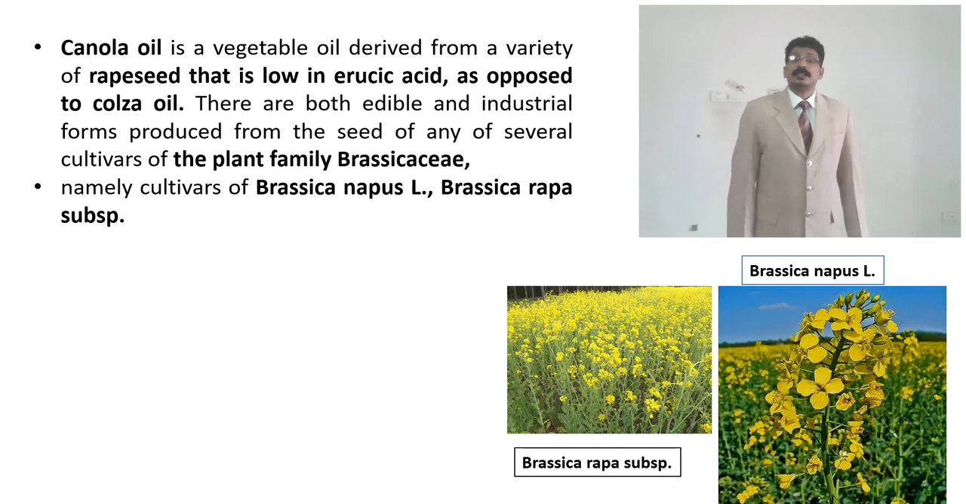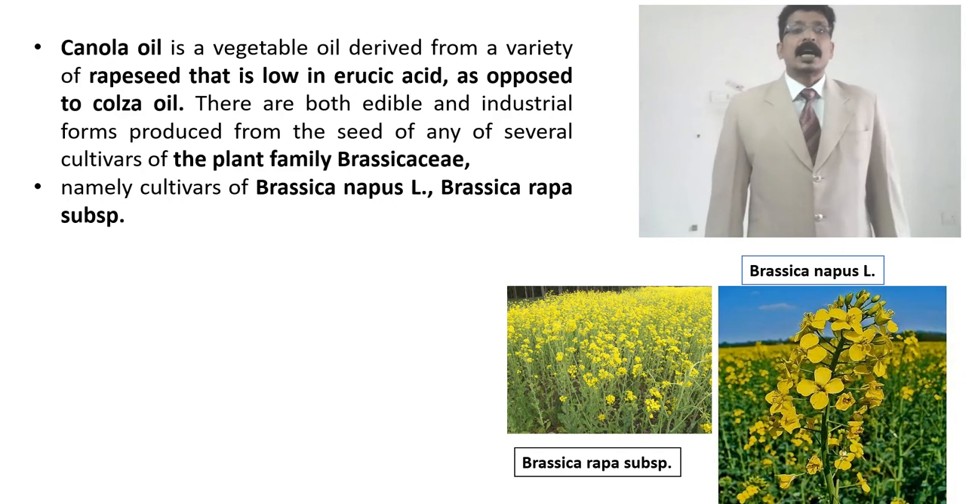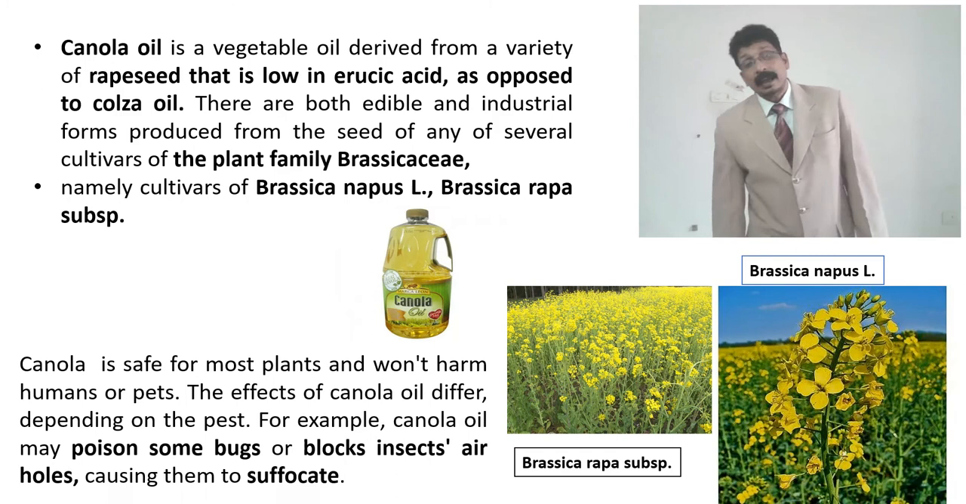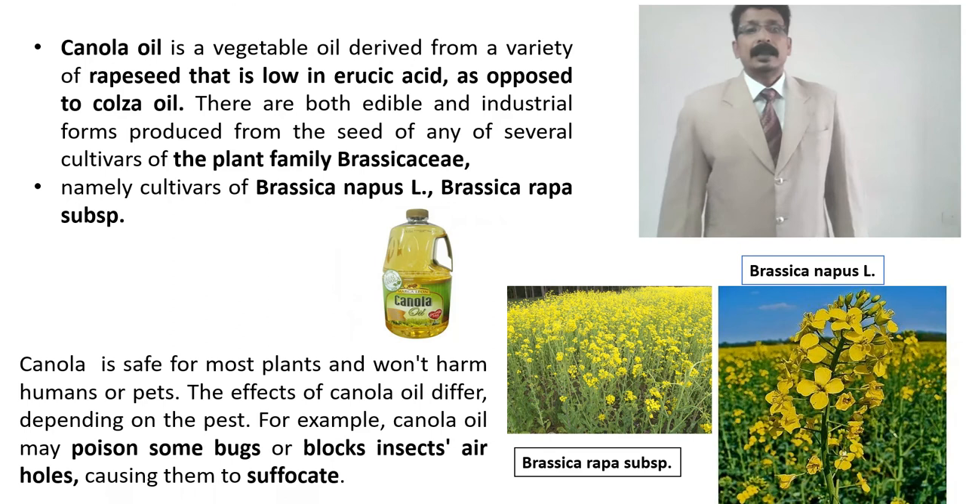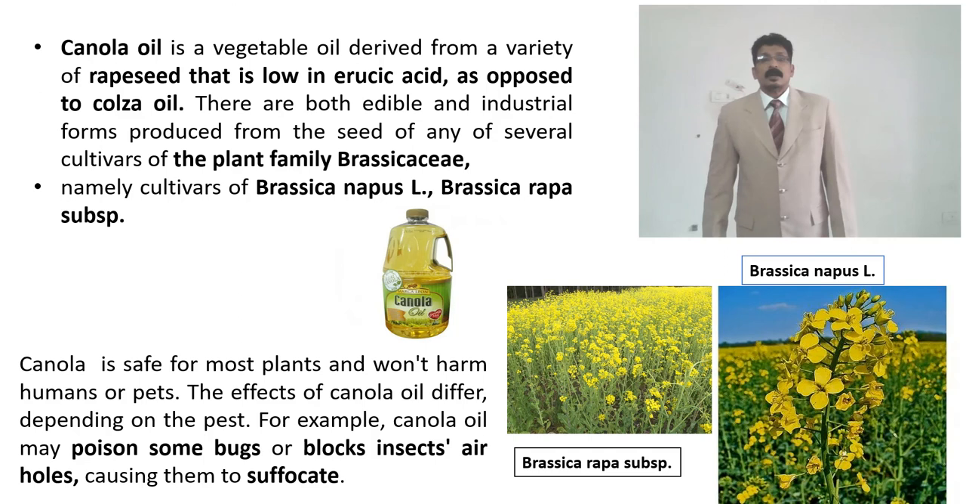Brassica rapa subspecies and Brassica napus Linn can also be used for this purpose to produce the rapeseeds, which can produce canola oil, which can be used as a natural source of pesticide. And canola oil is safe for most plants and won't harm humans or pets. The effect of canola oil differs depending on the pest. For example, canola oil may poison some bugs or block insects' air holes and make them suffocate and kill them.